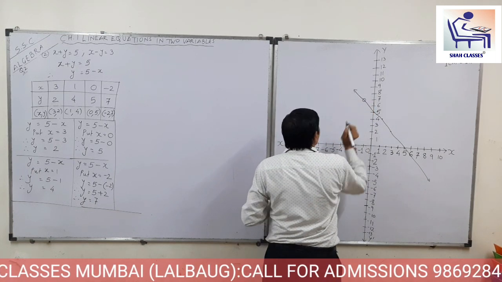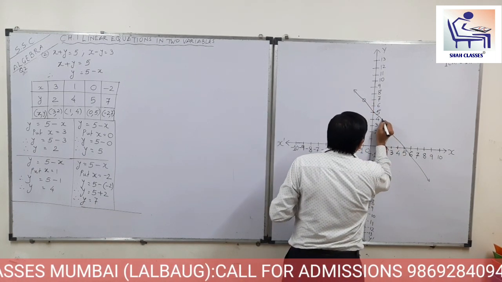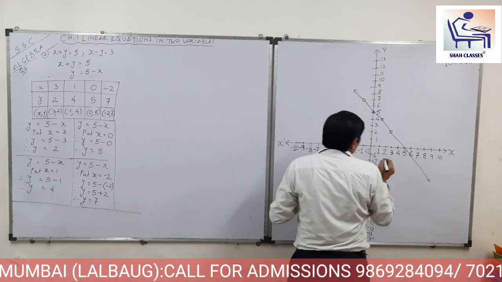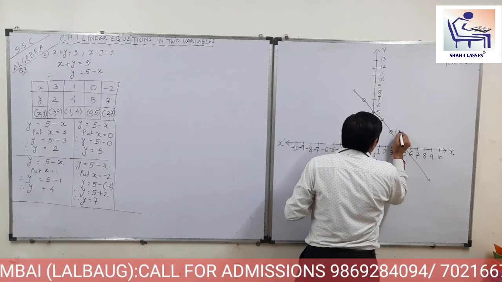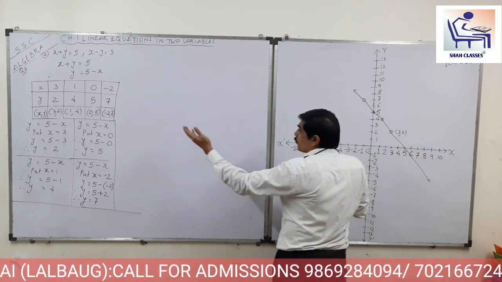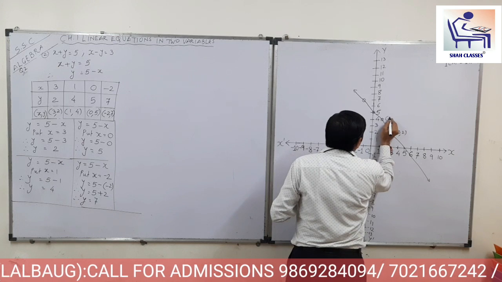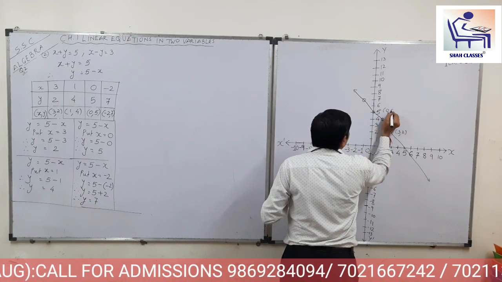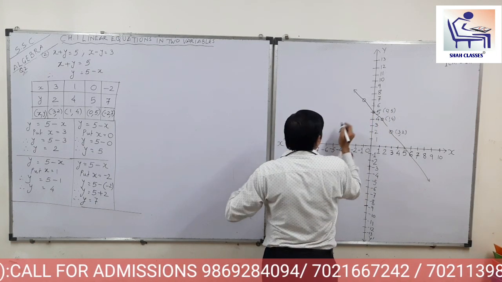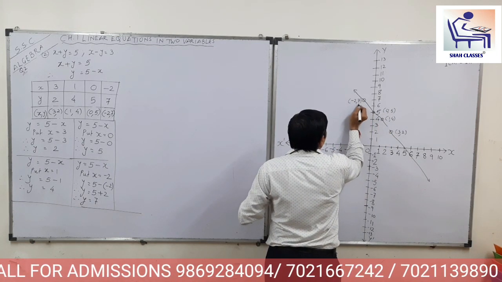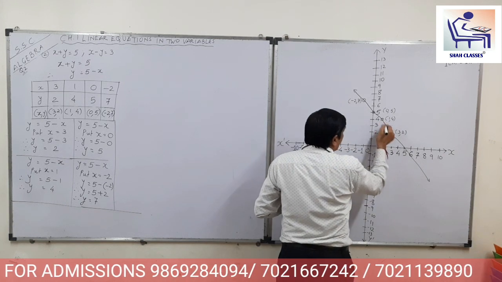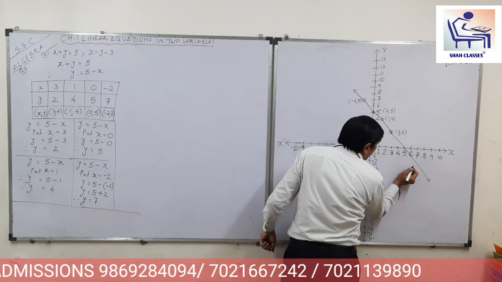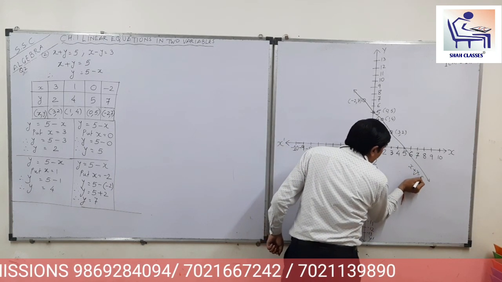Now we will give the naming to each and every point. So your first point is 3, 2. Second point is 1, 4 here. Third point is 0, 5. And the fourth point is minus 2, 7. Okay, please give the naming to this equation as x plus y is equal to 5.